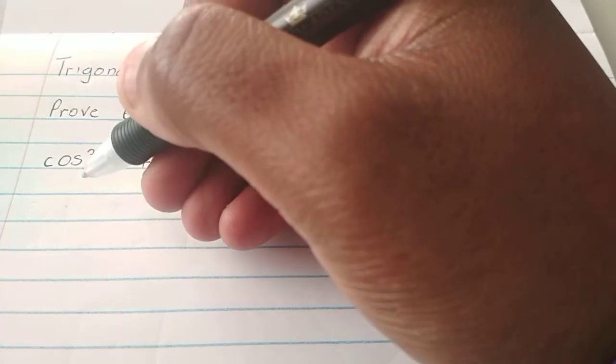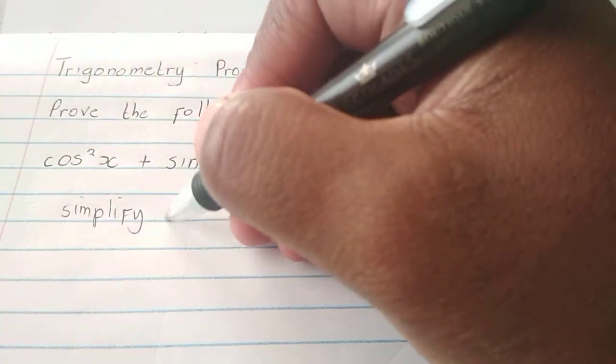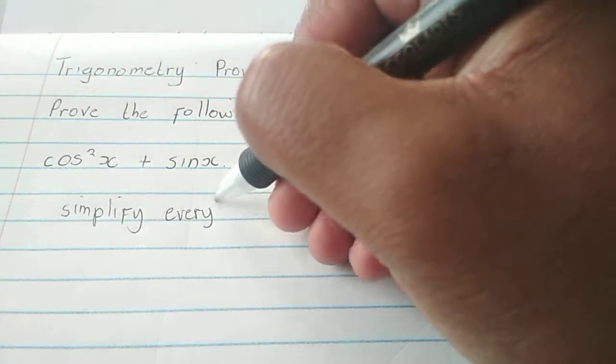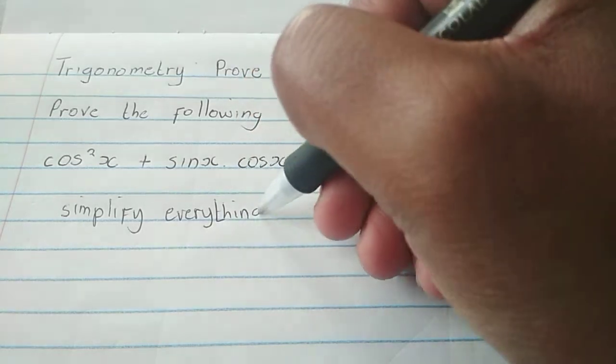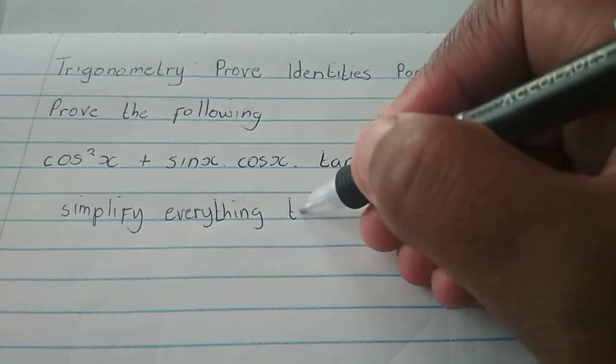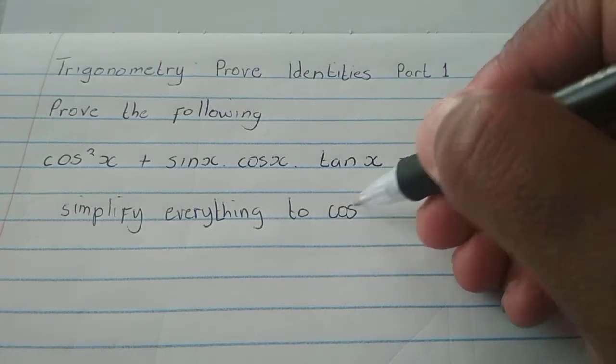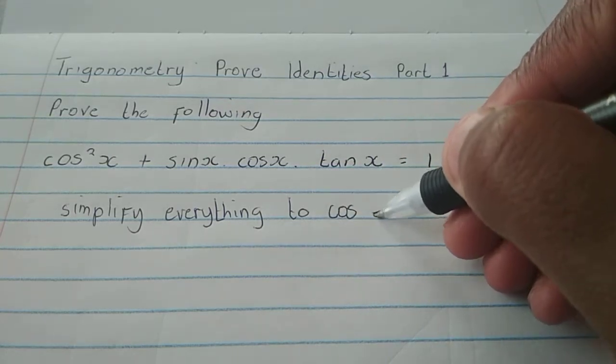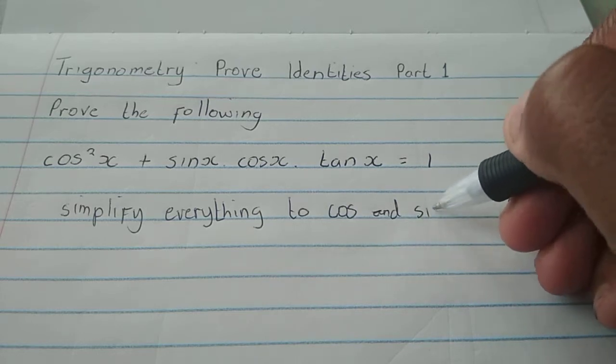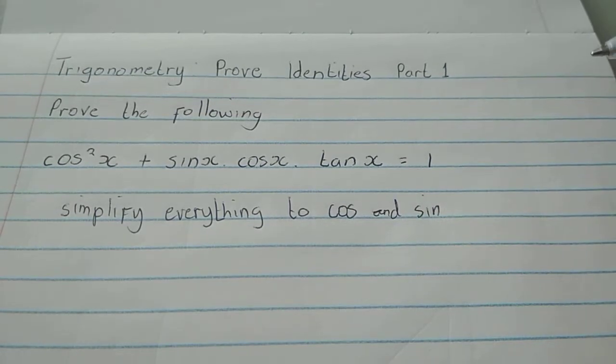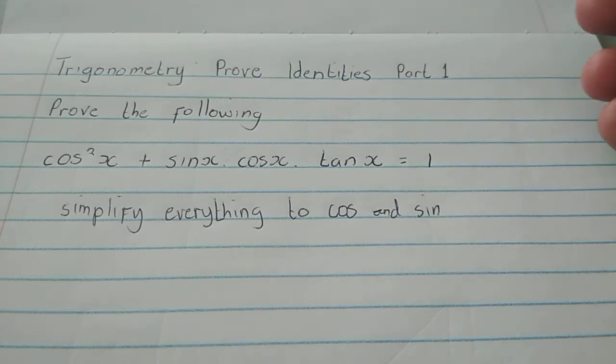It's just a statement. To prove identities, you have to simplify everything to cos and sine. That's it. That's how I prove every identity. Just simplify everything to cos and sine.